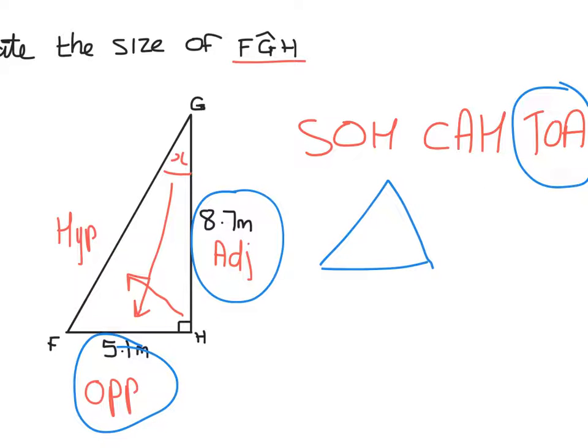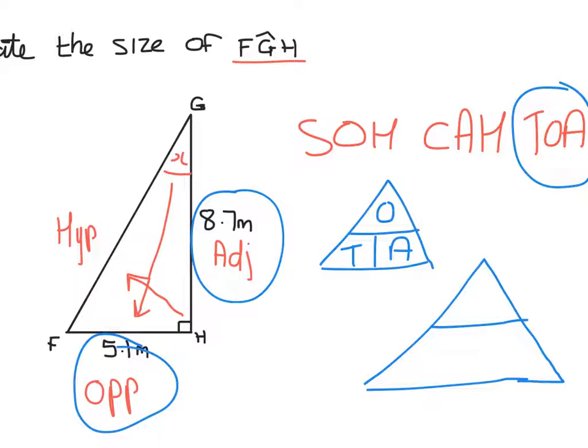So we draw our smaller triangle to begin with, spelling out the word TOA in the right places. Then we draw a larger version of the triangle where we fill in the information. Now the T stands for tan. Now normally here we'd put the angle in, but because we don't know the angle, we're going to use tan minus 1. That reminds us that we're looking for an angle. Our O is 5.1 and our A is 8.7.